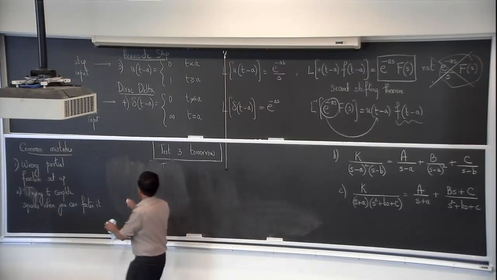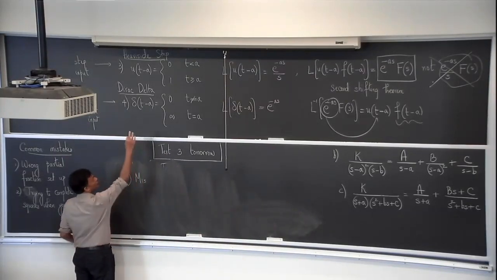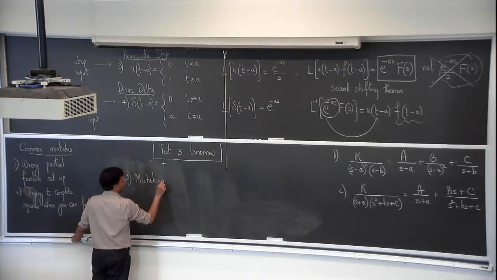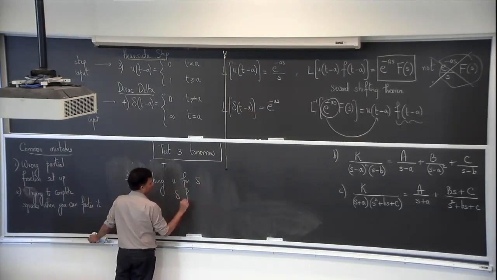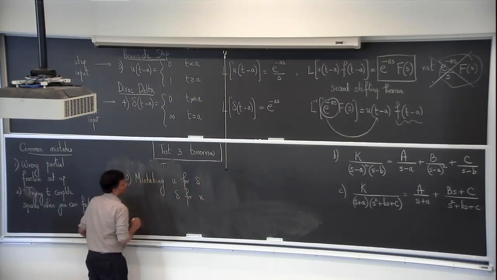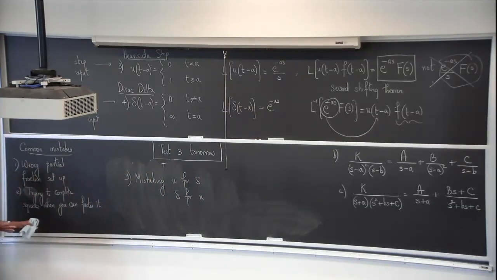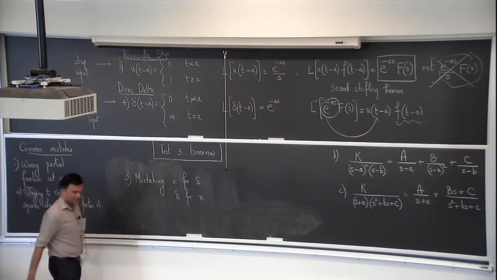The third one is confusing the two functions that I wrote up there. Okay. Mistaking u for delta and delta for u. You just need to look at it carefully. I mean, it should be pretty clear. It's a printed exam, so there is no reason to be confused between the u and the delta functions.